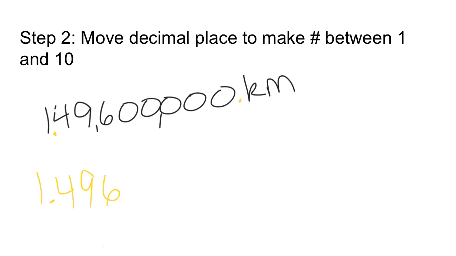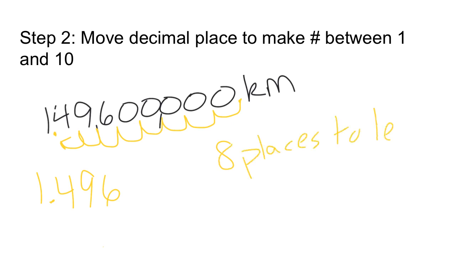So right now the decimal place is right here on a whole number, and I'm going to move it 1, 2, 3, 4, 5, 6, 7, 8 places to the left. And I'm going to write that down. 8 places to the left. That's going to come in handy on our next step. And so that's the second step, taking that decimal place from the whole number and moving it to make the number between 1 and 10.